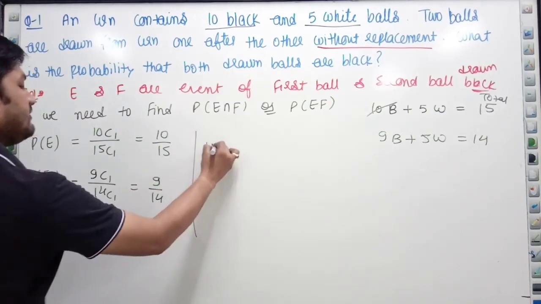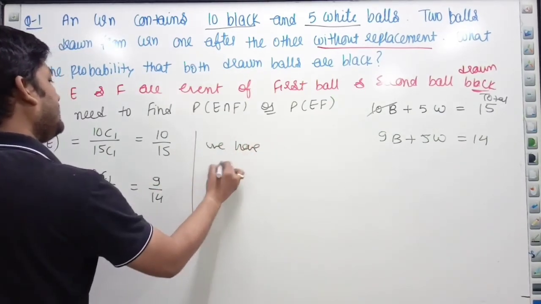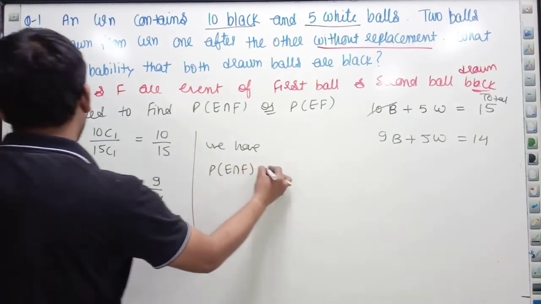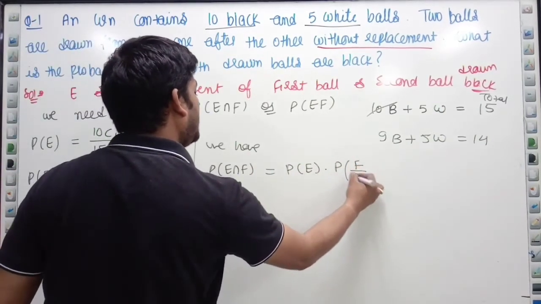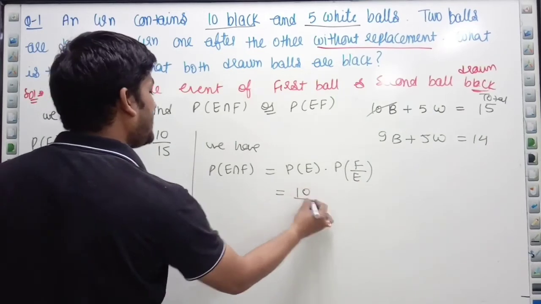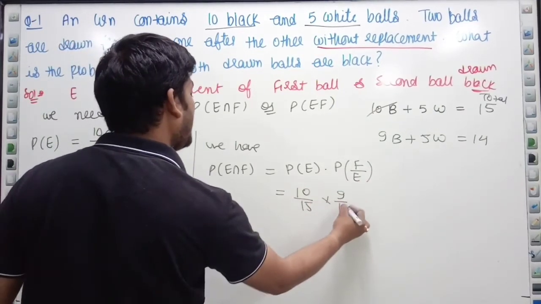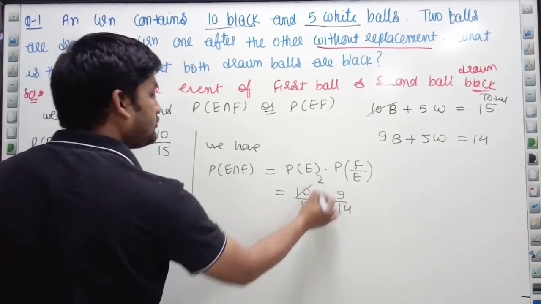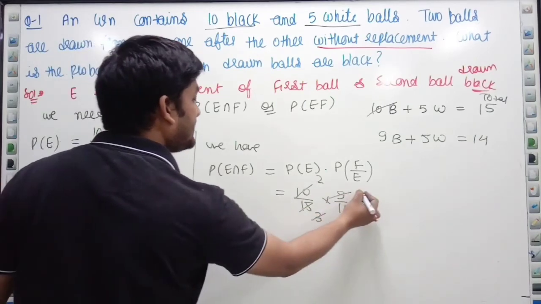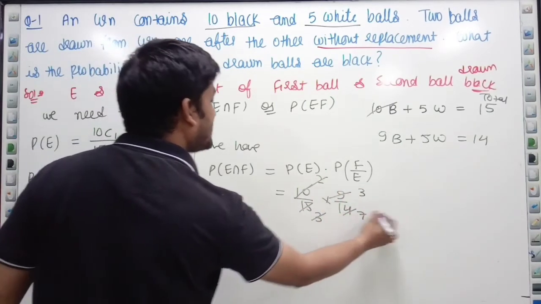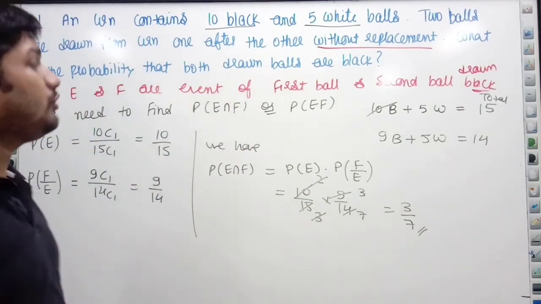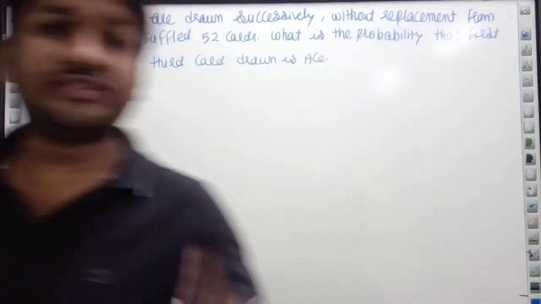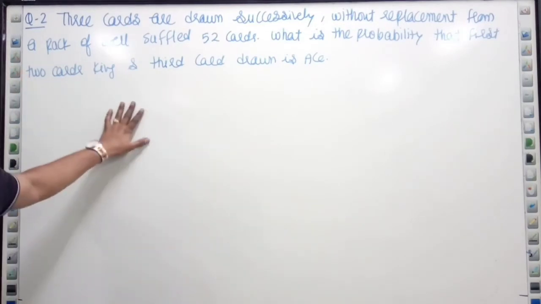So we have P(E intersection F) equal to P(E) into P(F|E), that is 10 by 15 into 9 by 14. 5 twos are 10, 5 threes are 15, so we get 3 by 7. So answer is 3/7 is the probability that both balls drawn are black. This is the last question to understand the concept.